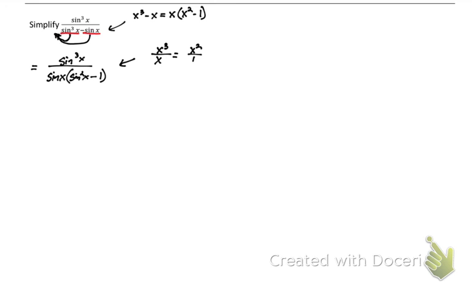So we're going to do this division. That division is going to turn this sine into a 1, and we're going to turn that cubed into a square. Just like x cubed divided by x turns into x squared, sine cubed divided by sine turns into sine squared, which all of a sudden gives us sine squared x all over sine squared x minus 1.